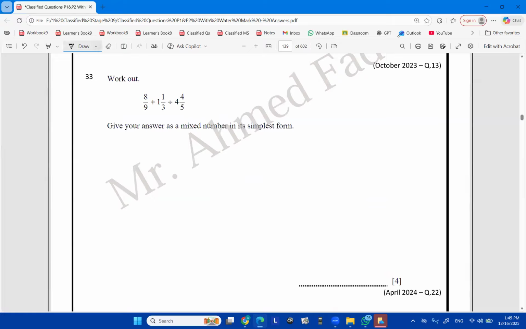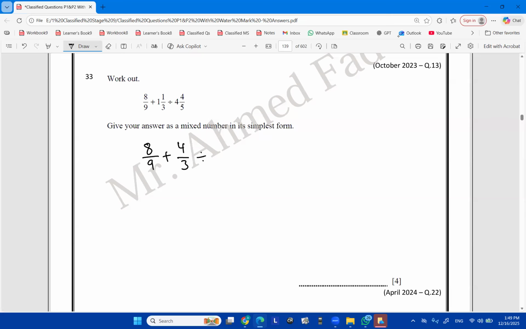33. Work out 8 over 9 plus 1 and 1 over 3 divided by 4 and 4 over 5. What are we supposed to do here? I do this. 8 over 9, I'm going to keep it the same. Plus 1 and 1 over 3, I'm going to turn it into an improper fraction. And Mr., 3 times 1 is 3, plus 1 is going to become 4 over 3.